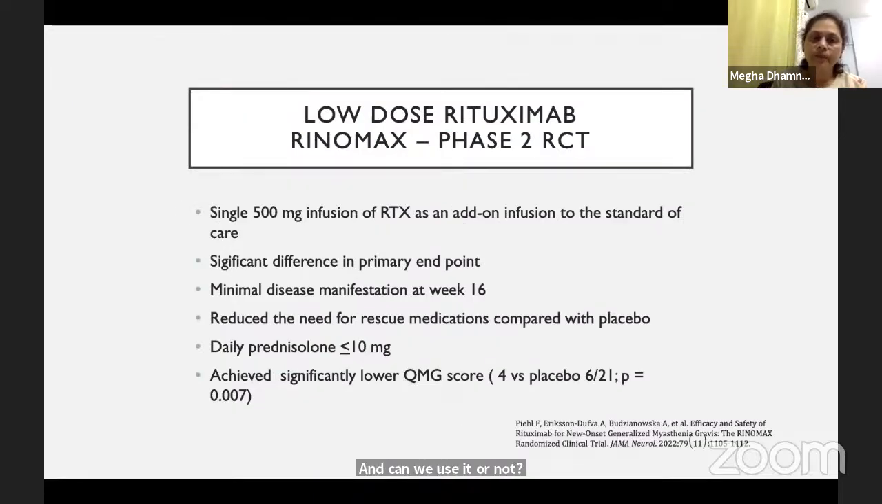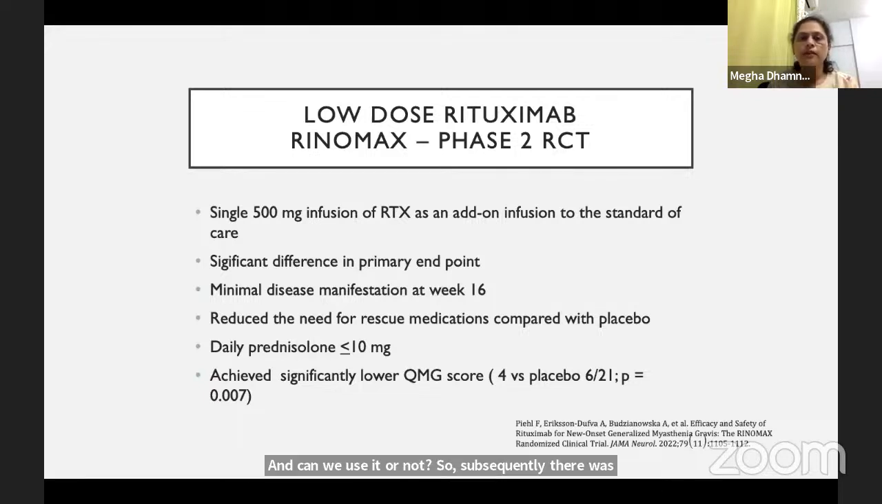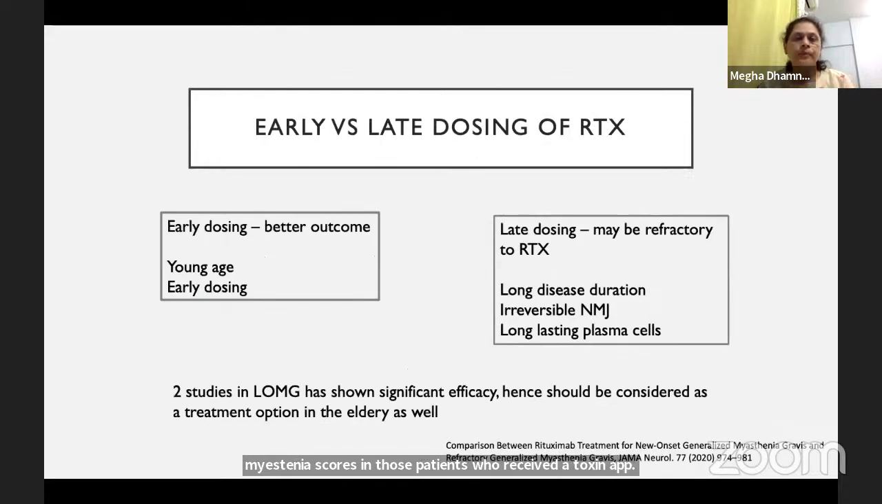So subsequently, there was another study which came up, which showed a good difference in the primary endpoint. This was a Renomax trial. In fact, they used 500 milligrams of rituximab, and it did show significantly lower myasthenia scores in those patients who received rituximab. Okay, so if we are using rituximab, when do we use it is the question, and that could answer why the Beat myasthenia study may not have succeeded.